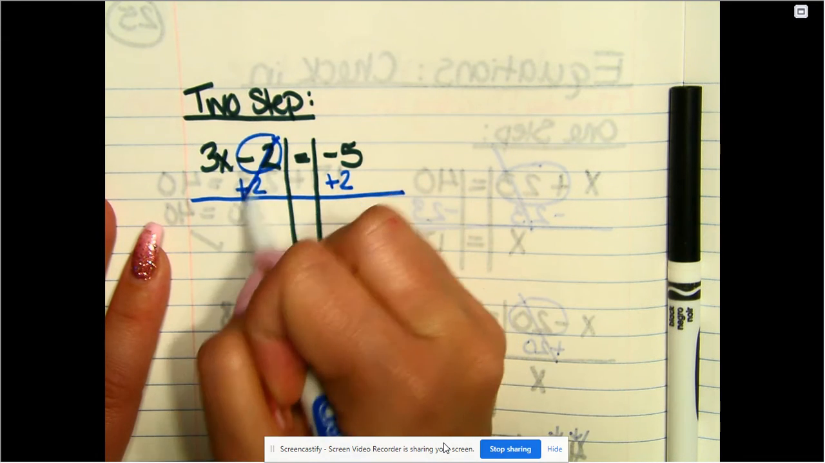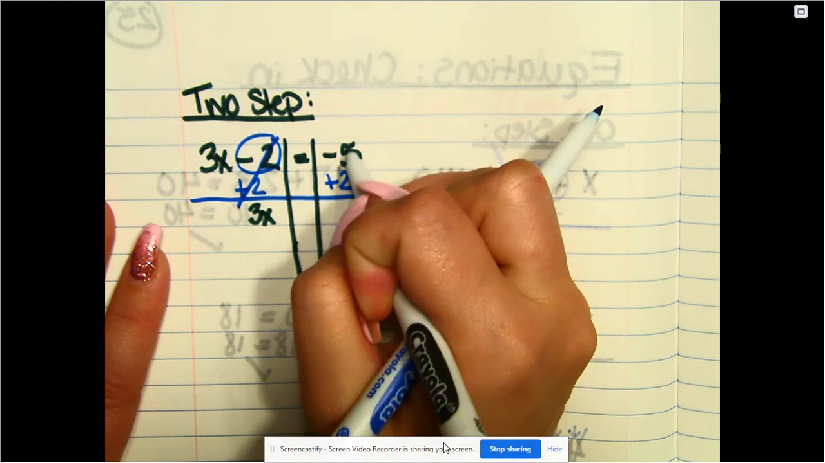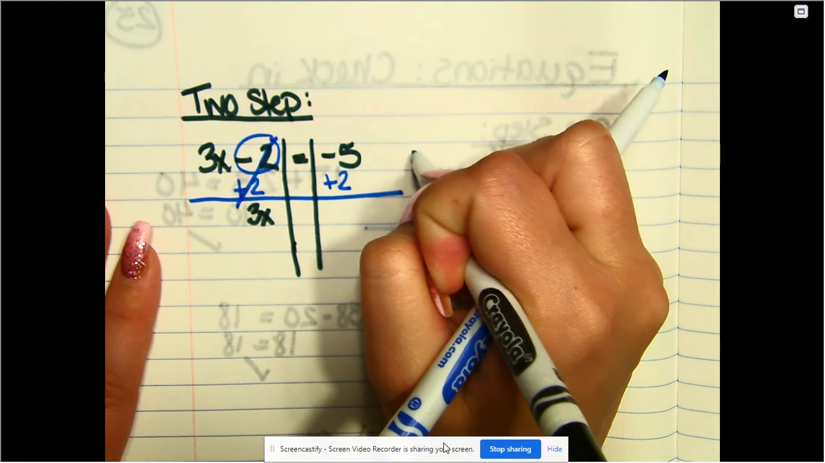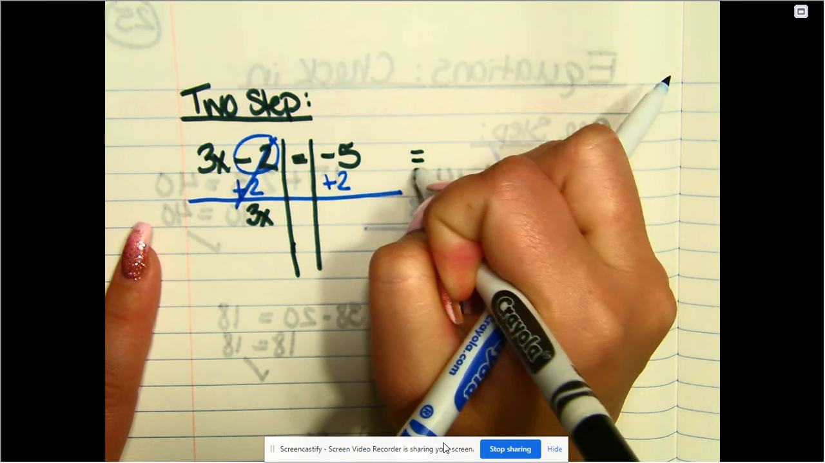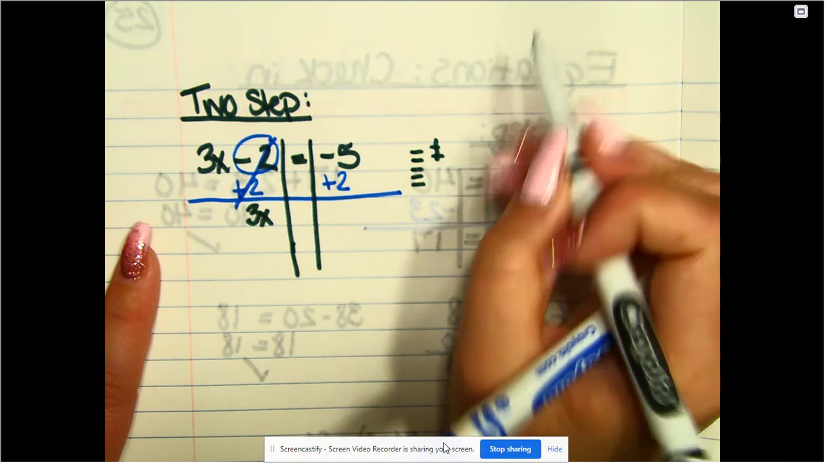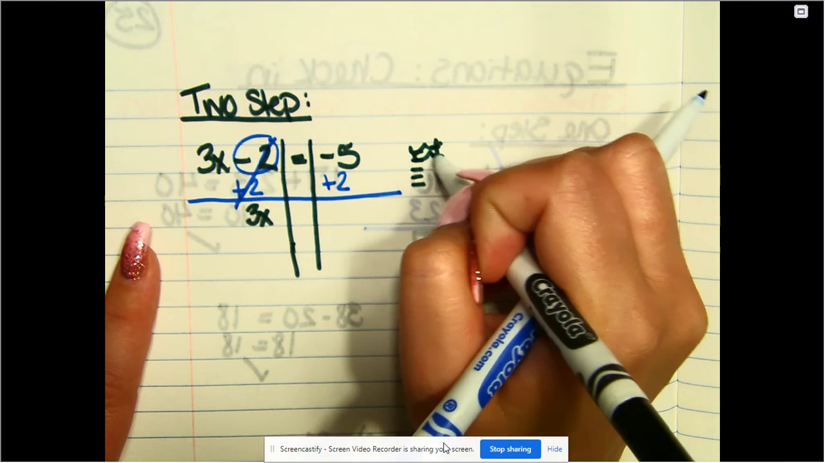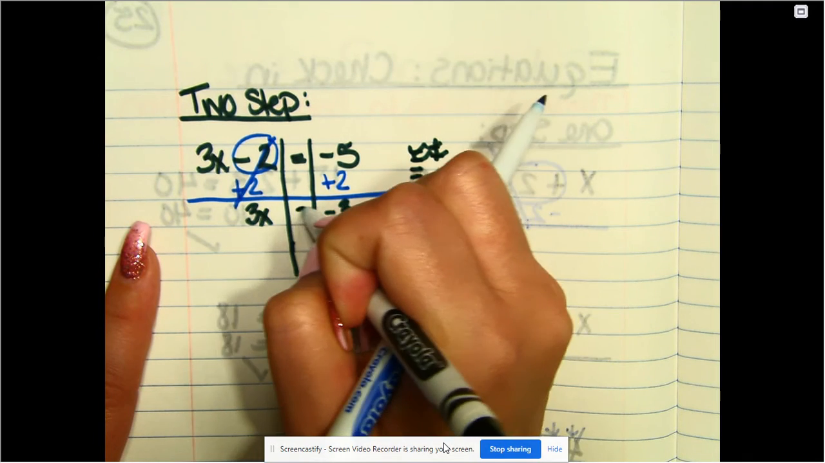Negative 2, positive 2 will cancel, and I am left with 3x. Negative 5 plus 2. So if you're confused about negatives, let's take out negative 5. So 1, 2, 3, 4, 5. 2 positives. I know that a positive and a negative create a 0 pair, and I'm left with 1, 2, 3 negatives. So negative 3 would be my answer.